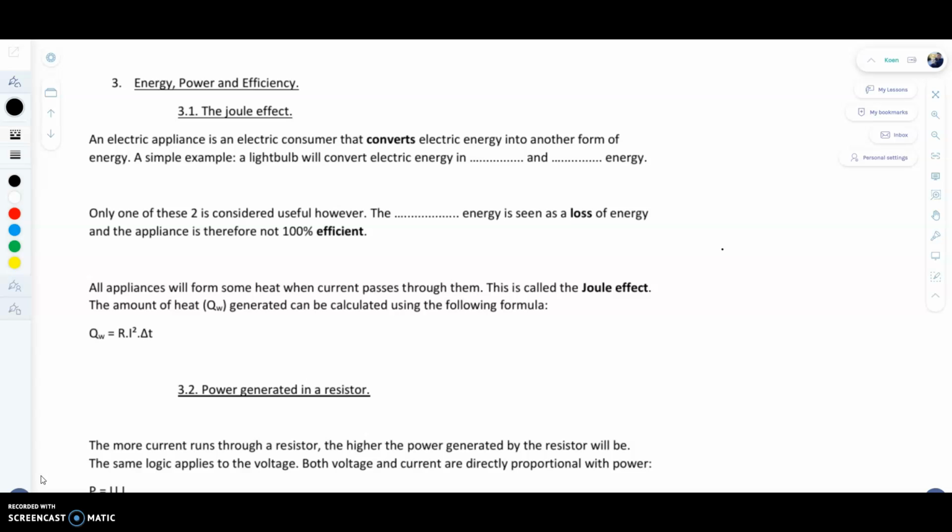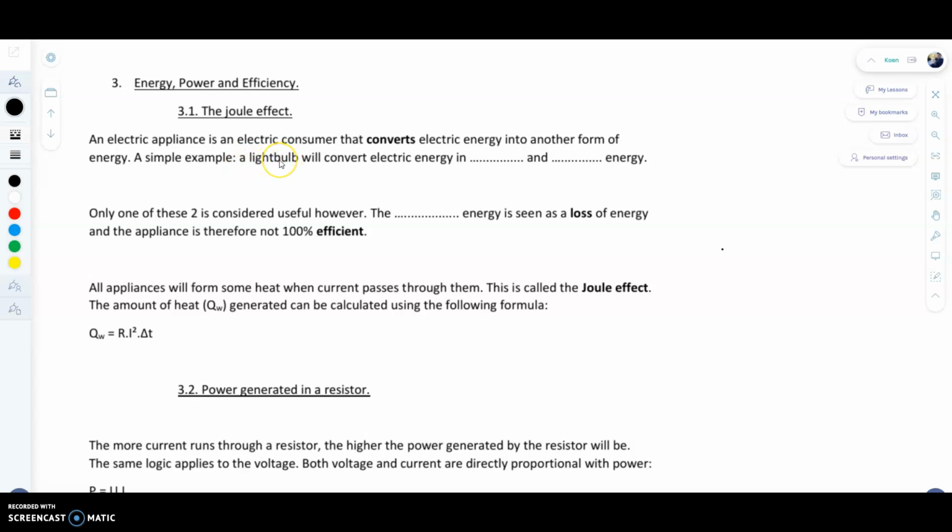In the previous one we've discussed that if you create a closed circuit of conductors and apply a voltage source, that current will flow. The amount of current that will flow will also depend on the resistance of the device. Now in essence, an electric appliance is essentially a consumer that converts electric energy into any other form of energy that is considered useful in this case.